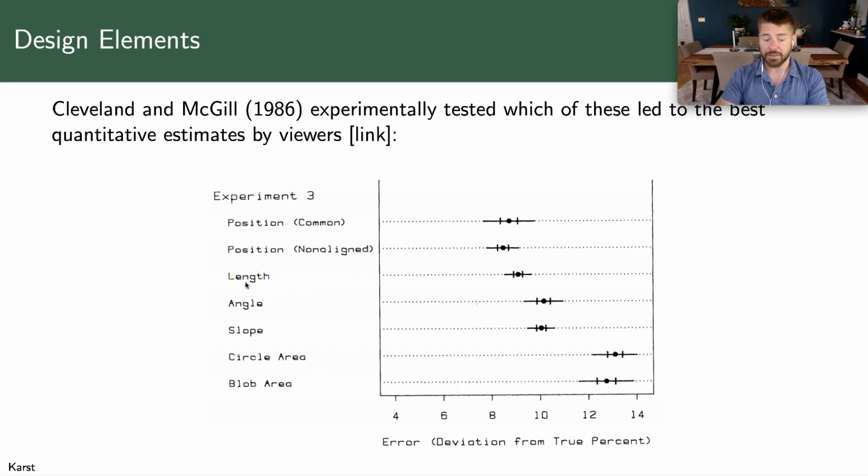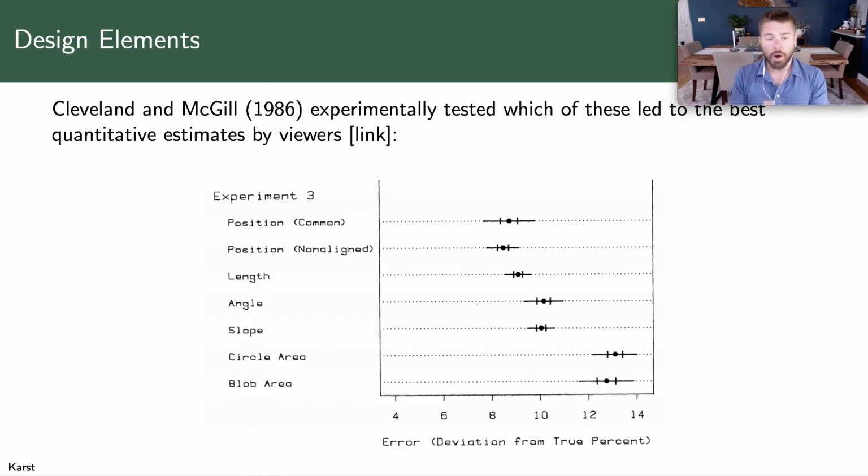Displayed via length or via angle or via slope. This axis here is the error. So the farther we go to the right, the worse the person was at guessing the true value. So this is saying the best way to display a numeric, quantitative variable is with position along a common axis. Length next, angle next, then slope, then area, then circle area, then blob area.